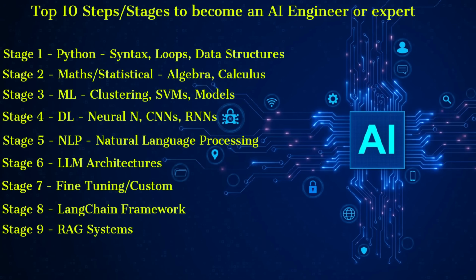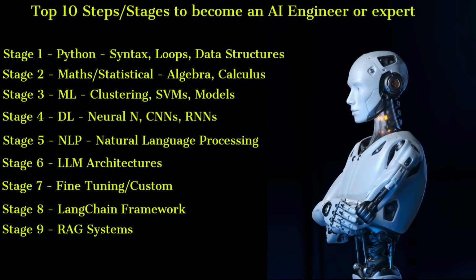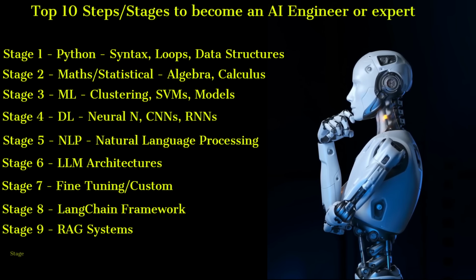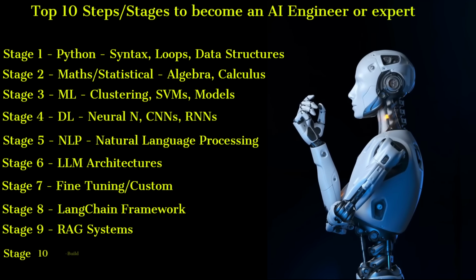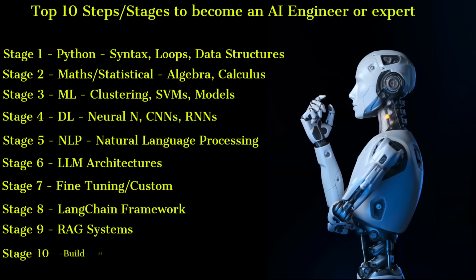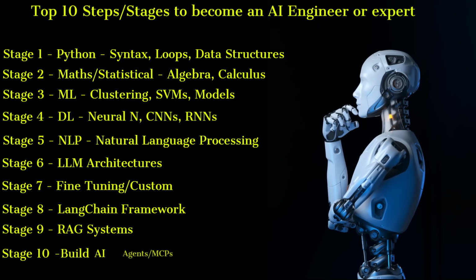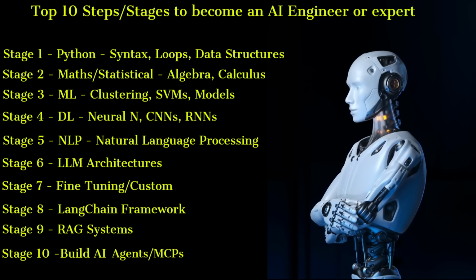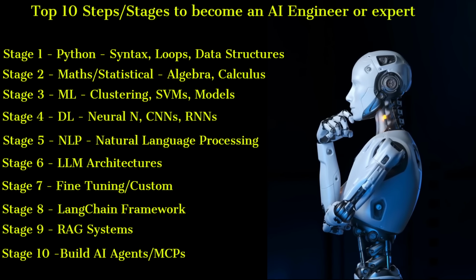Moving on to stage 6, transformers and LLM architectures, where it talks about self-attention, encoder and decoder models. And stage 7 is fine-tuning and custom model training. You have to learn fine-tuning techniques for GPT, BERT, and custom LLMs. And the 8th one is the LangChain framework, which is used to build powerful LLM pipeline tools.